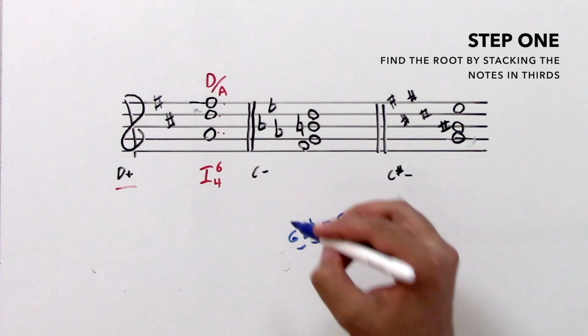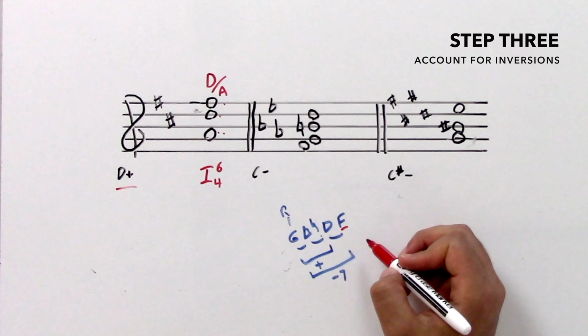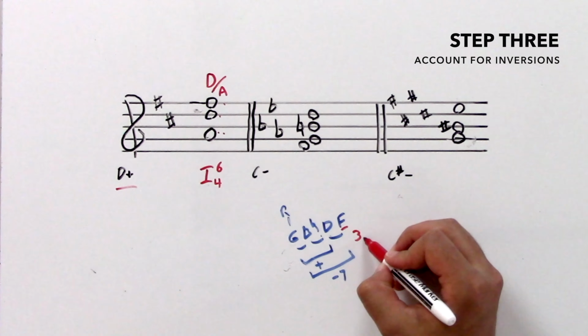So now we have two out of the 3 pieces of information. G is the root, it's a dominant 7th chord. And the last piece of information is what inversion is it in. In the original question, F is in the bass. Now that's third inversion for a seventh chord.